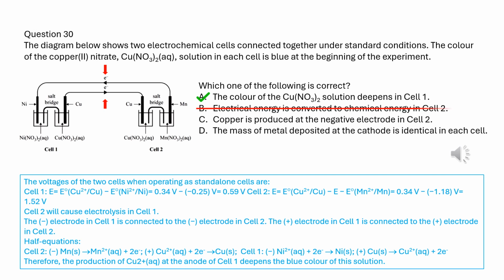So, A is correct. In this process, cell 2 transforms chemical energy into electrical energy. So, B is incorrect. Although copper metal is produced in cell 2, this electrode is positive because it gains electrons. A negative electrode cannot gain electrons. So, C is incorrect. Although metals are deposited at the cathode in both cells, their mass is not identical because the molar masses of nickel and copper are different from each other.